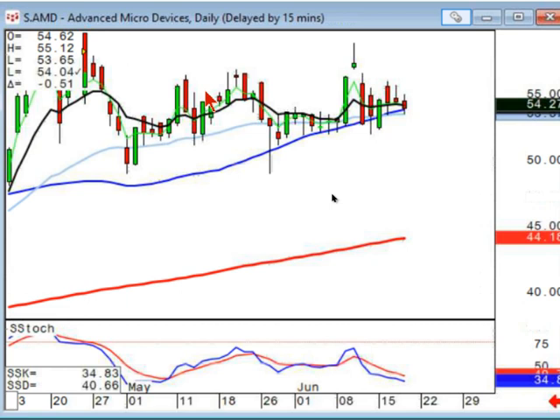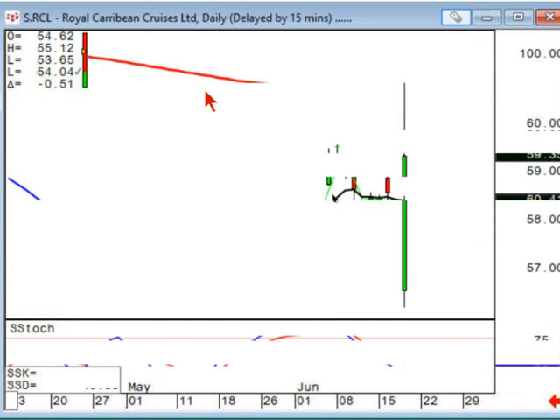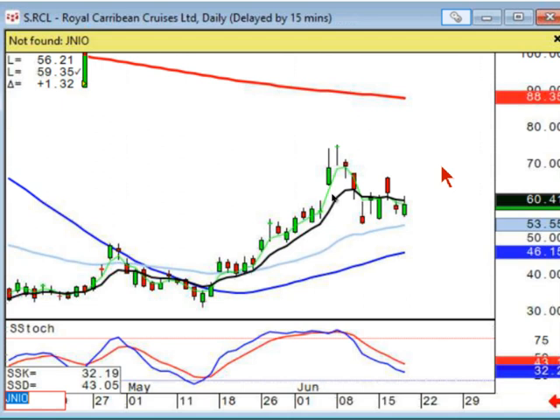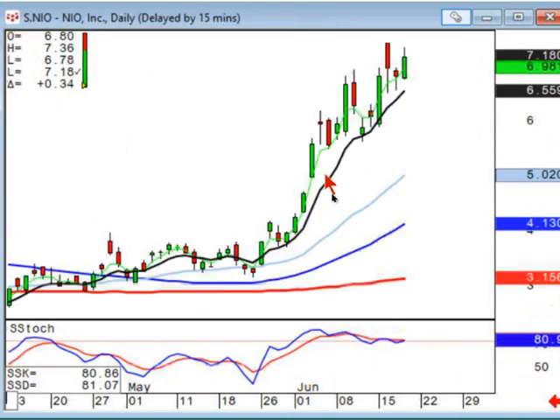AMD, nothing. That's a nothing chart. I would be someplace else. Royal Caribbean, another nothing chart. Notice where the profit taking occurred. When they gap up in the overbought condition, start looking for your sell signals. That's the normal human nature of buying exuberantly at the top. NIO, another one where you just stay long. As long as this stays above the T-line, have a safety stop below the T-line.